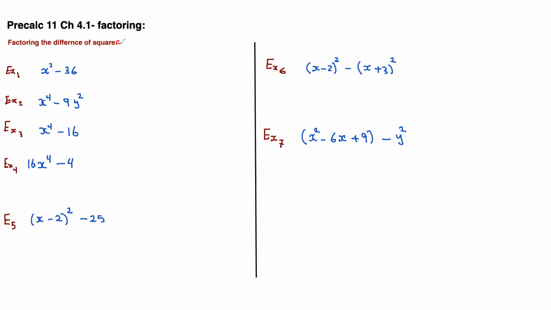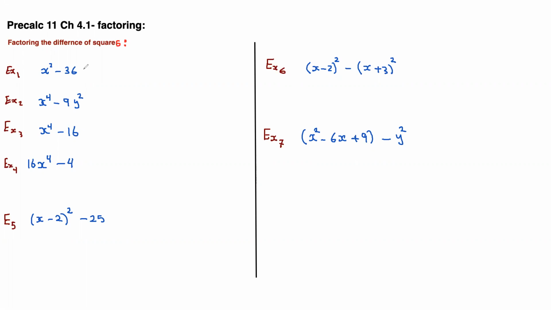So factoring the difference of squares, basically, you need a perfect square here, you need a perfect square there, and a negative between them. It has to be a binomial. Binomial means two terms. Difference means it has to be minus. It cannot be plus, because if it's plus, you cannot factor it.